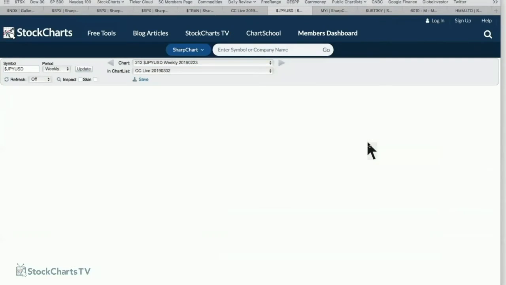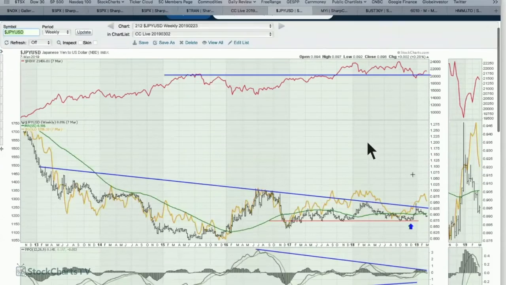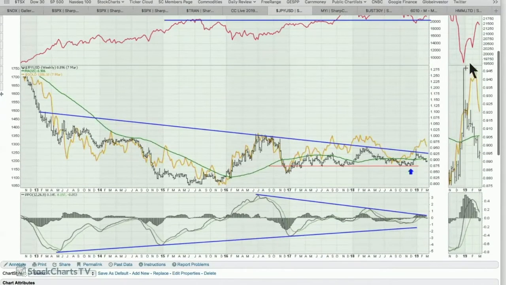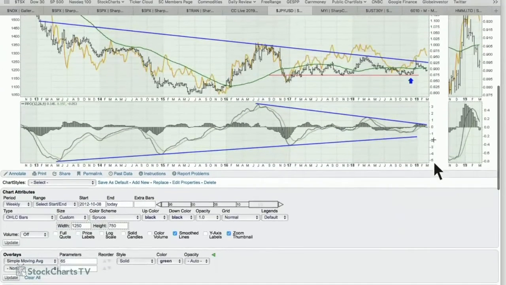So let's get into the Japanese yen, and what we see on the yen, of course, we had this huge spike up, which looked so good, and then it's been falling ever since. Now, the point I want to make is this is the first week right here for the PPO signal to break down just barely above zero.